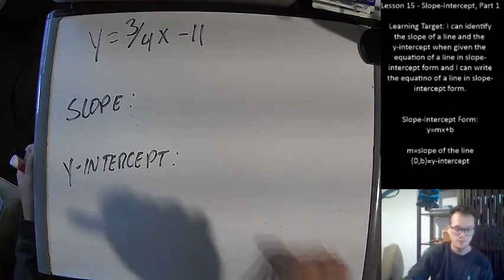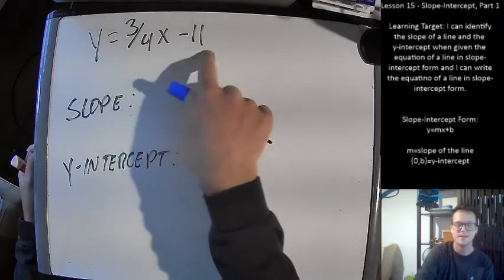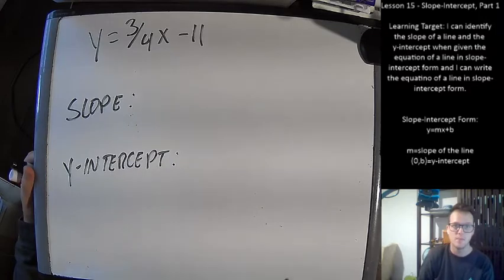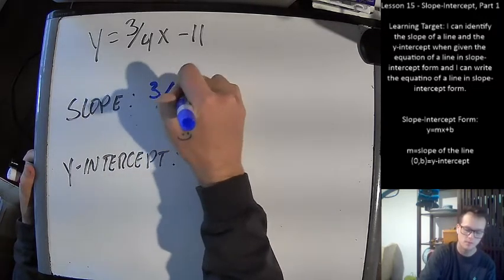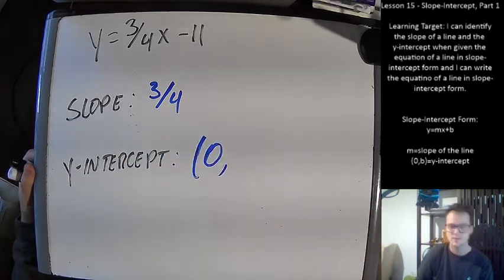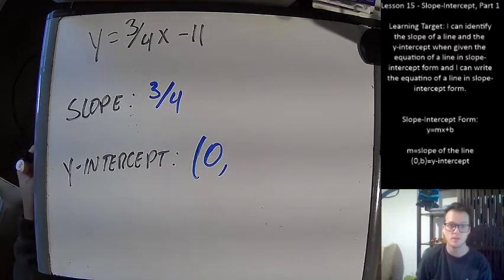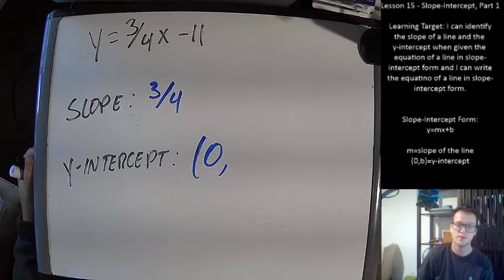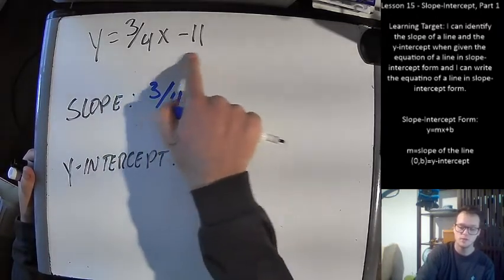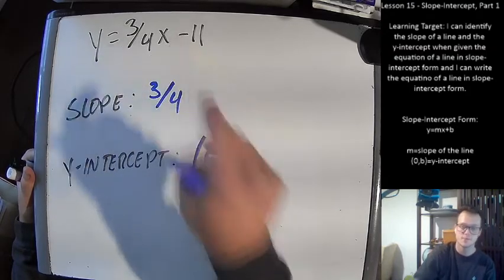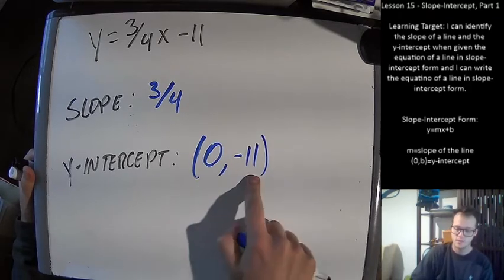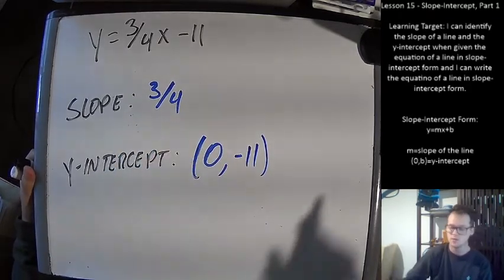Here's a second example. Y equals 3/4 x minus 11. So what's our slope? Well, it's the number that's attached to the x. It's our m value, 3/4. And the y-intercept here, well, we know it's going to be 0, something, because it always is. That's just how y-intercepts are. It's the definition of a y-intercept. 0, something, and that's going to be our b value here. The kicker with this one is that it's negative, so we need our y-intercept to reflect that. Y-intercept is at 0, negative 11. Slope is at 3/4.